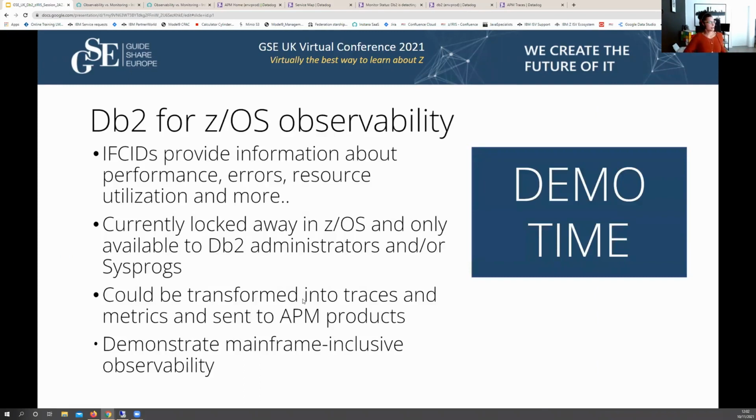Okay, so I'm going to demo DB2 observability. What it involves are IFCIDs from DB2. If you're a DB2 administrator or user, you may be familiar with some of the data we will show. This is data that is normally locked away or only available to specialized tools. We've transformed these into traces and metrics, and it demonstrates what we mean by mainframe inclusive observability.